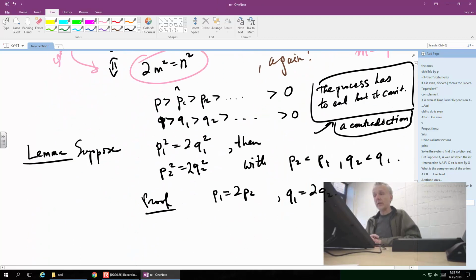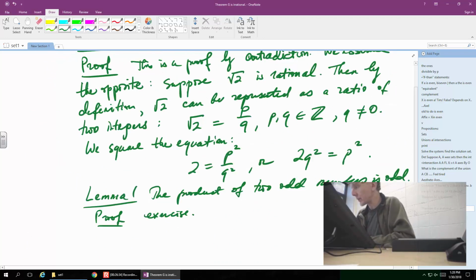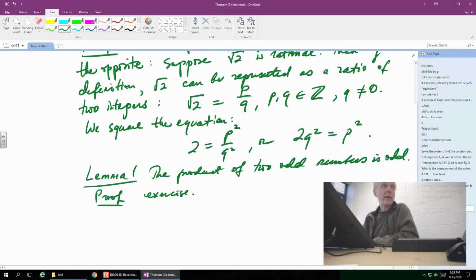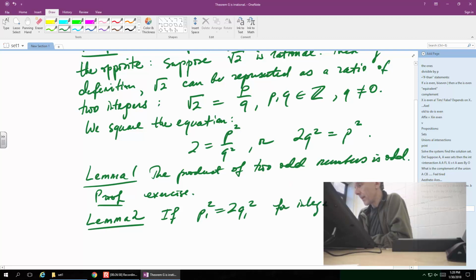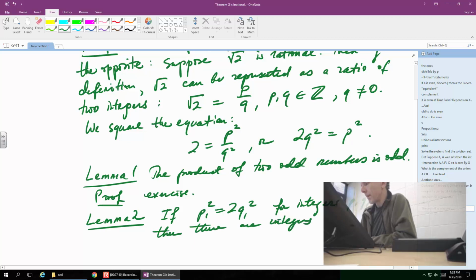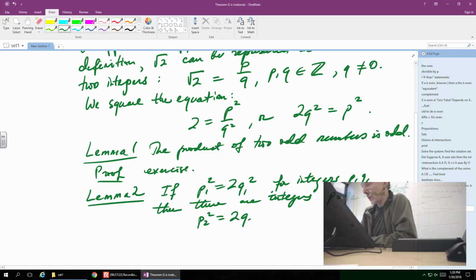So just to restate it. The second lemma, that's the big one, right? So I'll just rewrite it one more time. That's no big deal. Writing is really not a lot of work in comparison to actually thinking and figuring things out. So lemma 2. If p1 squared is equal to 2q1 squared for two integers p1 and q1, then there are integers p2, q2, such that p2 squared is equal to 2q2 squared.